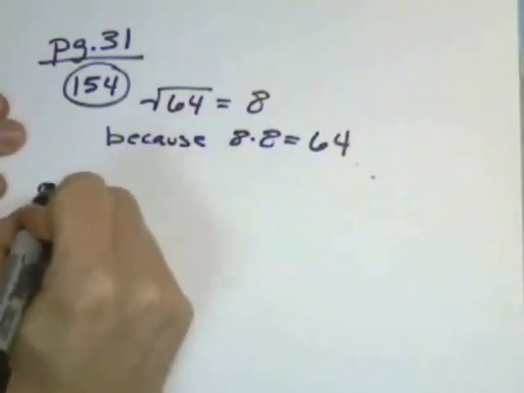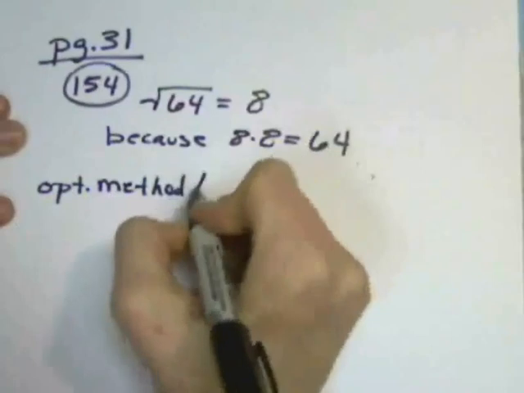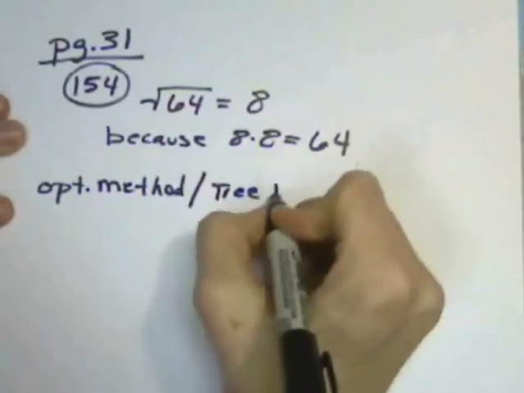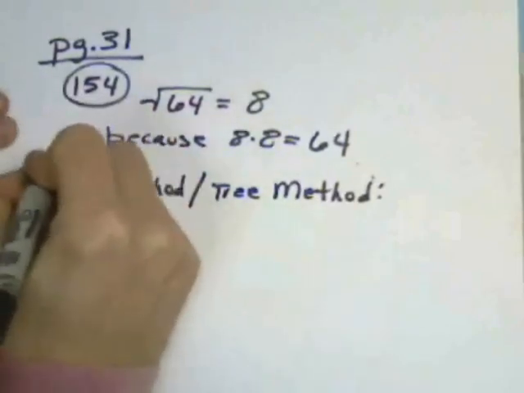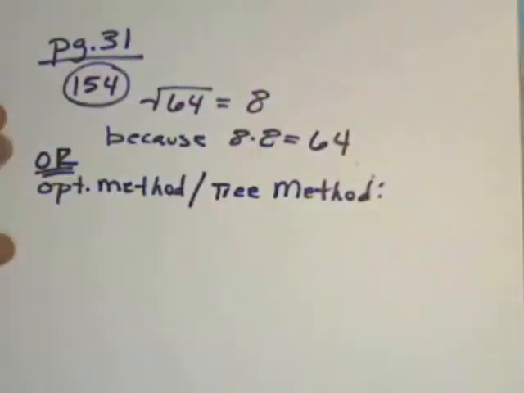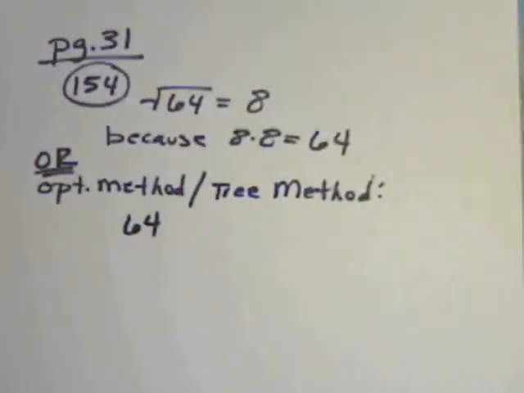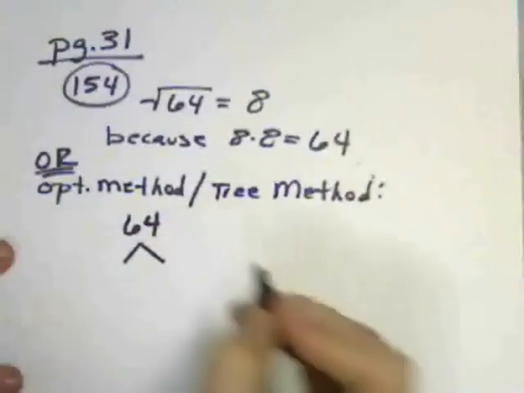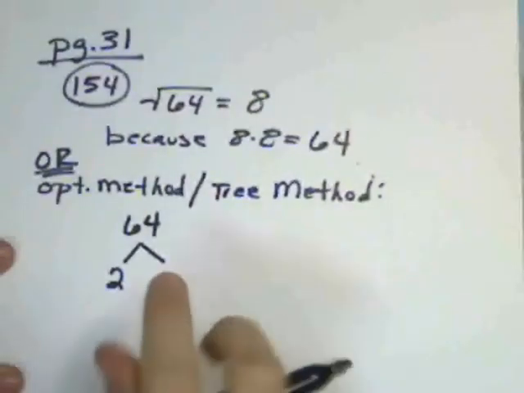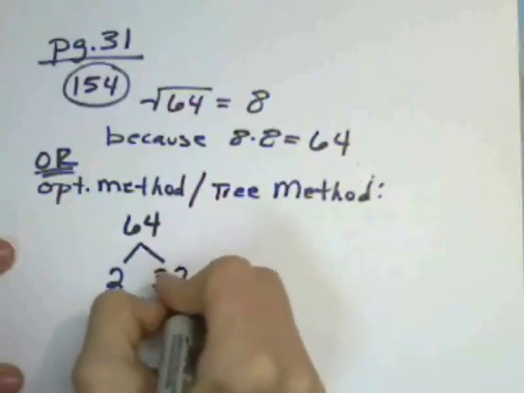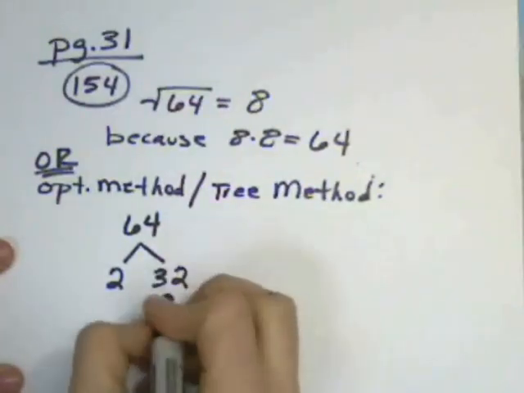But again, if we want to use this other method, since we're doing things by hand, the optional method, the tree method would get us that same answer. So I'll say, or you could have done it this way. We look at the 64, the number under the bar, and we say, okay, prime factors. I see a 2 in there. That's a prime number. 2 times what gives me 64? 2 times 32. Is this number prime? No. So keep breaking it down.